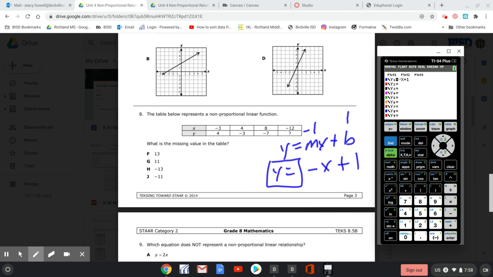And I'm going to hit second table. And now I can see when x is -12, y should be positive 13. So you should know the answer.